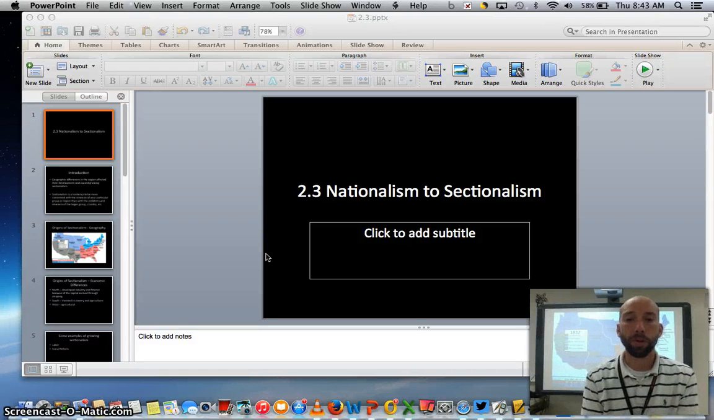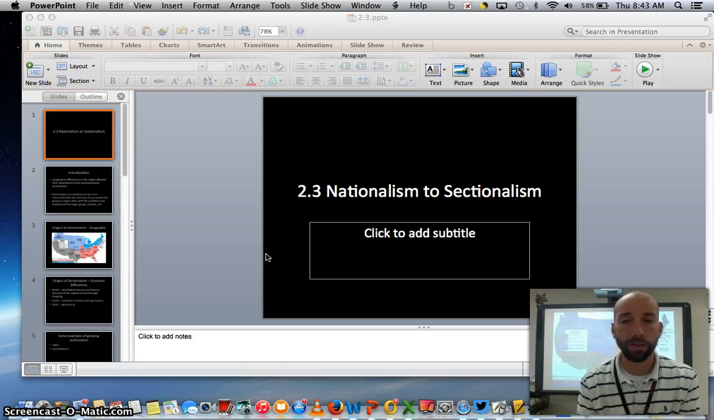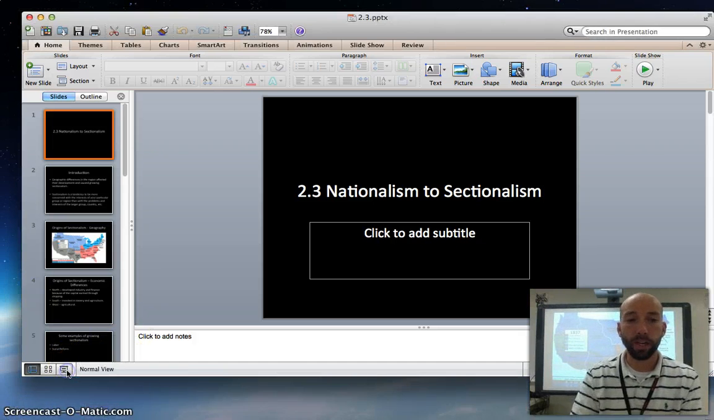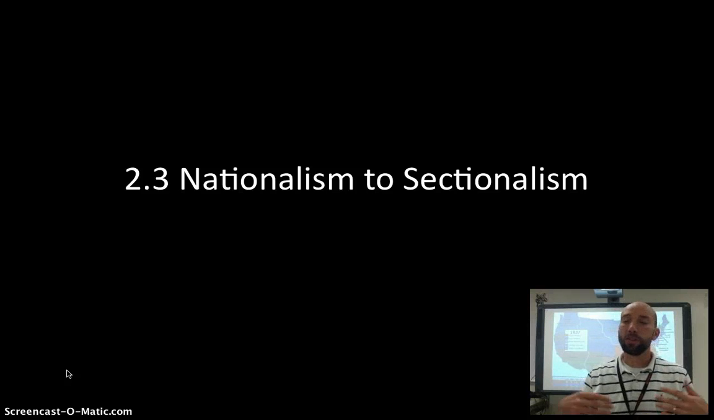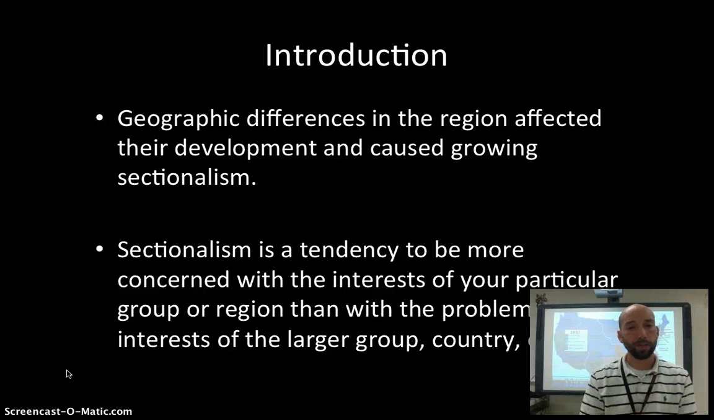Today we're going to look at 2.3, Nationalism to Sectionalism. What we were talking about in the last couple of units is westward expansion and the nationalism that resulted from westward expansion. And so in this unit we're going to talk about sectionalism and how that sectionalism developed.